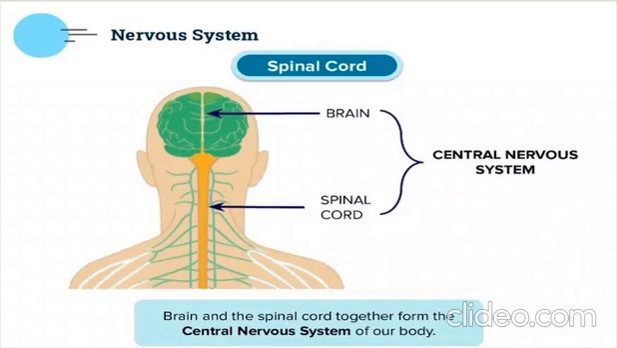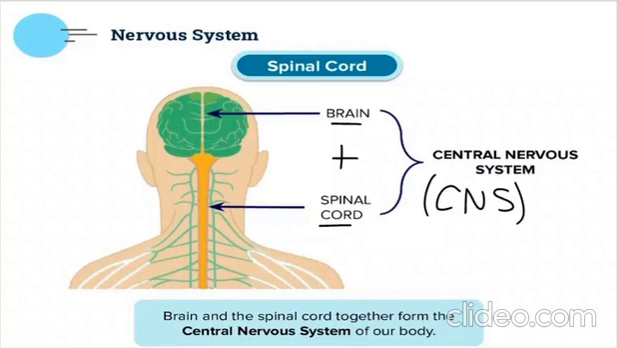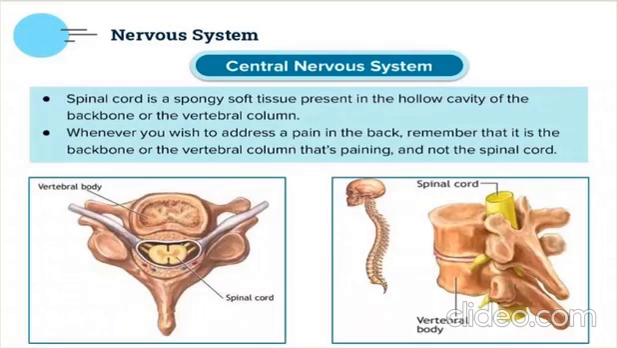Basically, in our human body, we have two types of nervous system: central as well as peripheral, CNS and PNS. So when I join brain and spinal cord, brain plus spinal cord gives me CNS, central nervous system. So brain and spinal cord together, they make up the central nervous system. Now, what is the central nervous system?